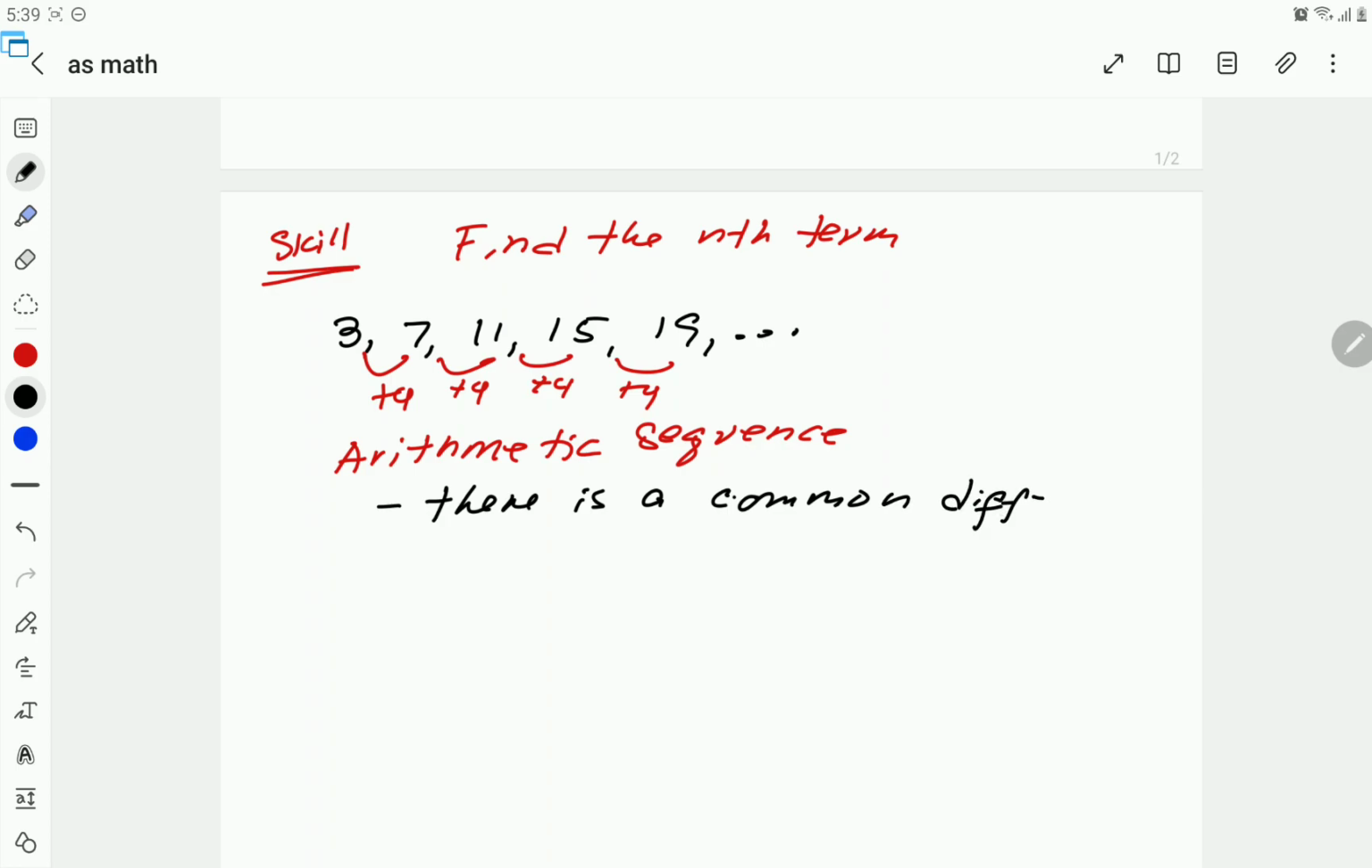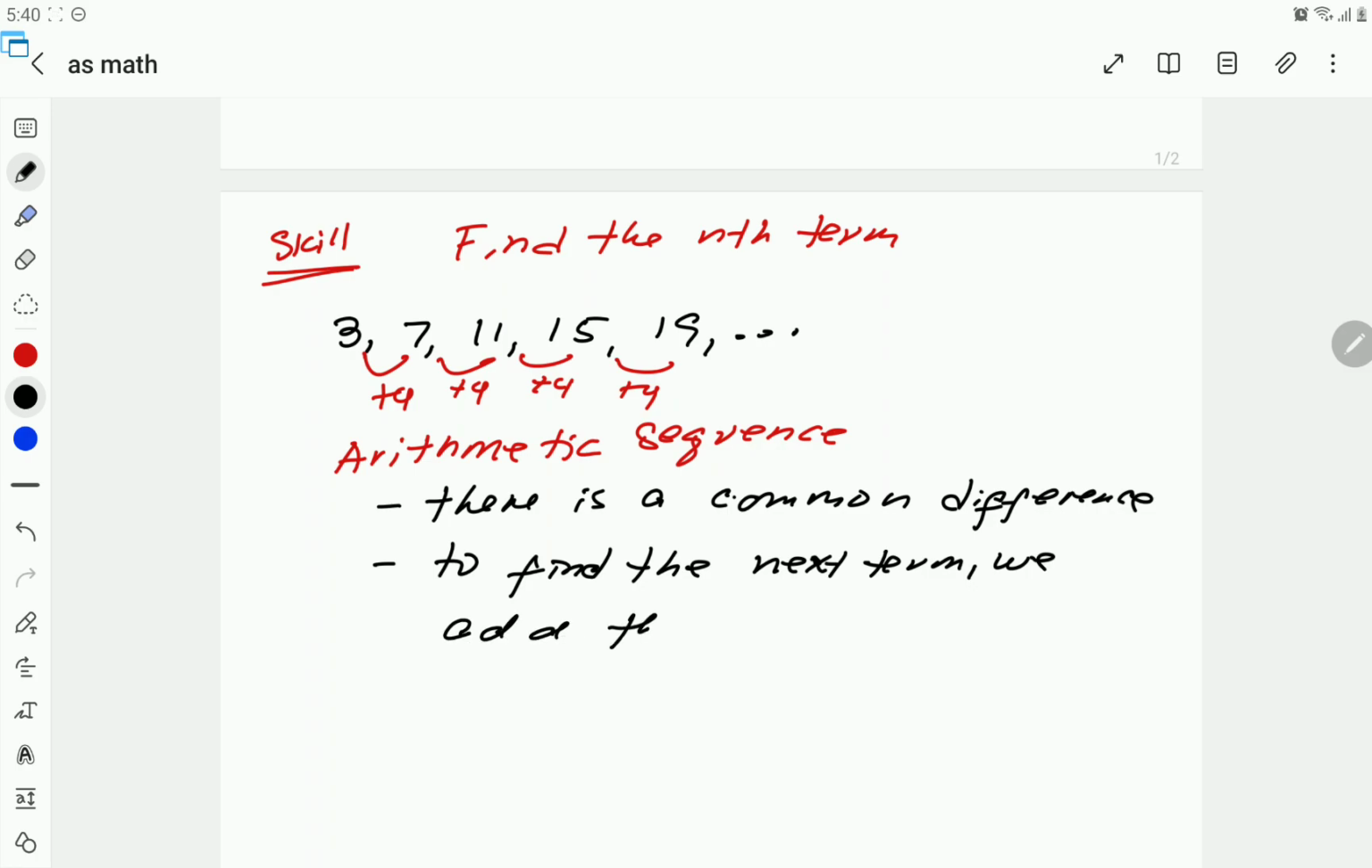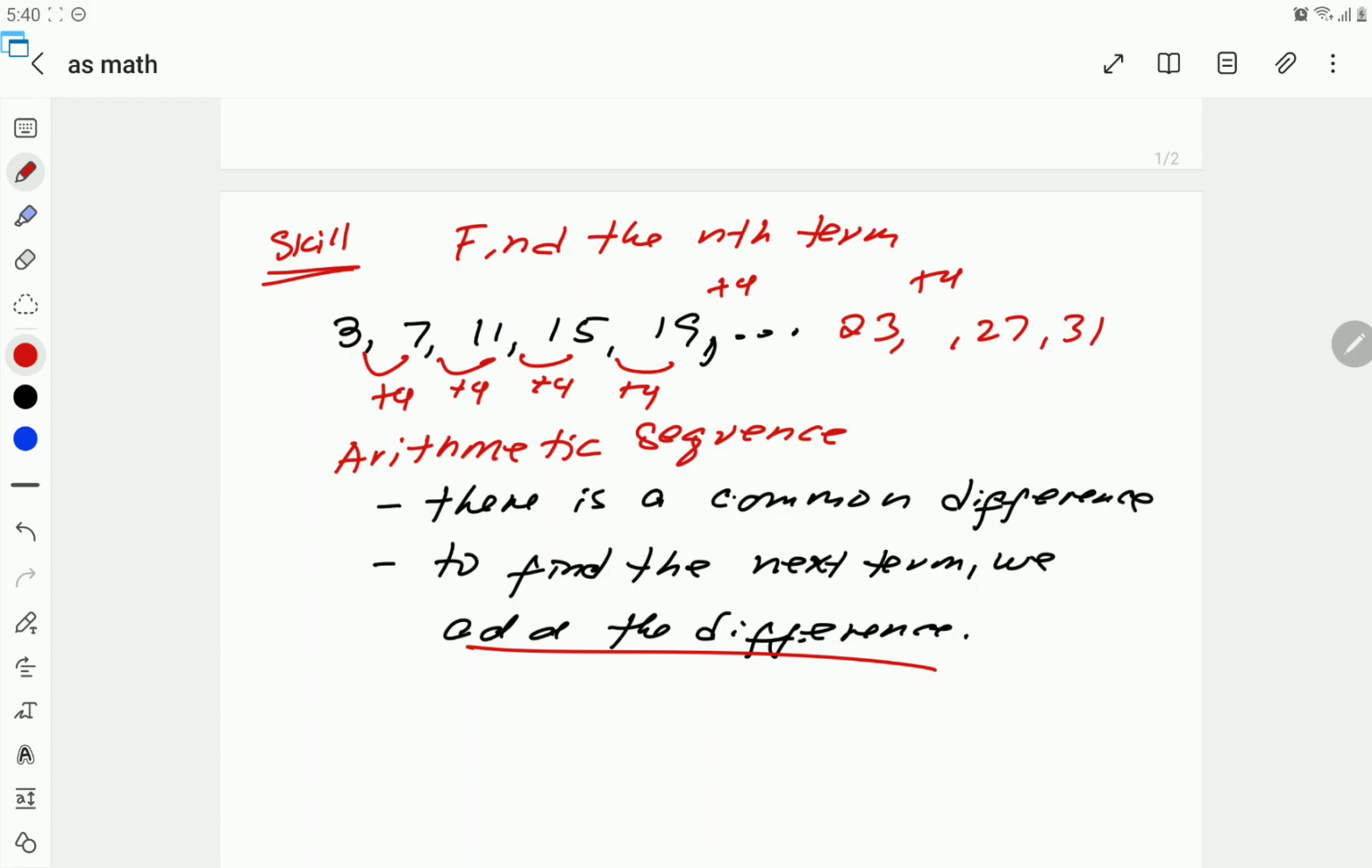And for you to be able to find the next term, you add that difference. To find the next term, we add the common difference. Okay, what does it mean? It means, what is the number after 19? So we add, the difference is 4. So add plus 4, 23, plus 4, 27, plus 4, 31. That's the meaning of that.